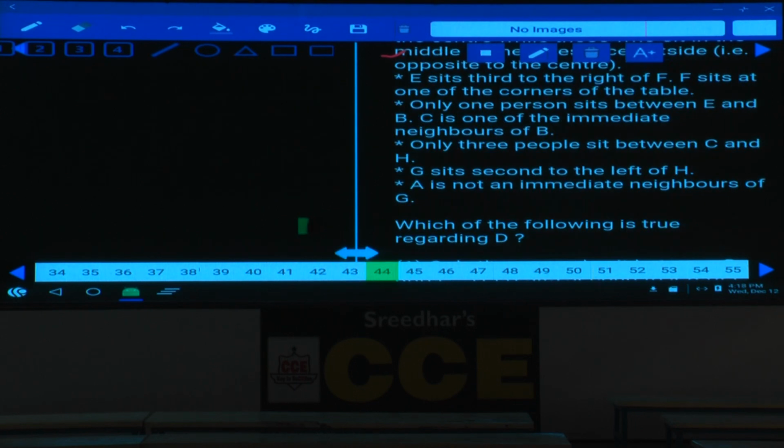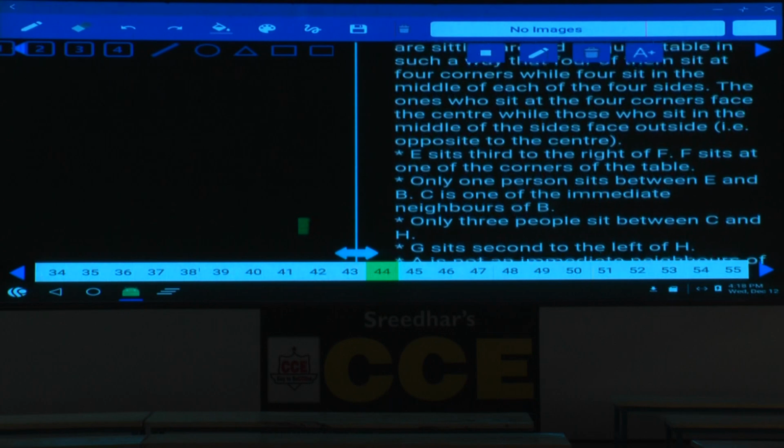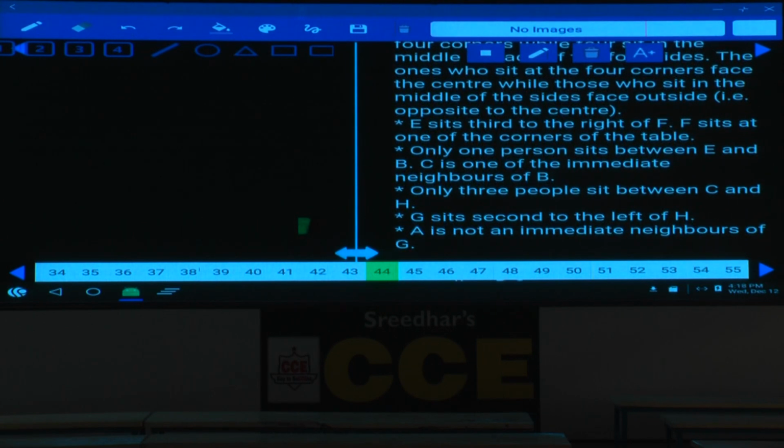Then coming to question number 44 onwards, 44 to 48. Now in these question numbers 44 to 48, tell me what is given in this one? Square table. Now how many persons are there? 8 persons. 8 persons are seated around a square table, 4 persons at the corners, 4 at the centers, and the persons who are at the corners are facing towards the center, and the persons who are at the centers are facing away from the center. Isn't it? Now these are towards the center and these persons are away from the center.